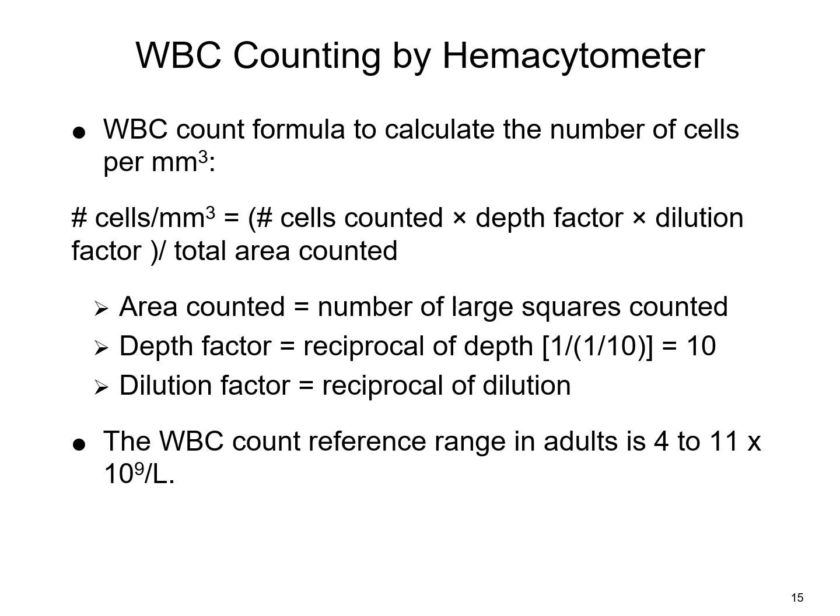But for now, our calculations are going to be based off of the number of cells counted times the depth factor times the dilution factor divided by the total area counted, and we're going to report that in cells per cubic millimeter. Our area counted is those large squares that we're going to count, those outside corners. The depth factor is the reciprocal of the depth, so that is calculated with 1 divided by 1/10, which is going to give you a value of 10. And then our dilution factor is going to be the reciprocal of the dilution that's actually performed.